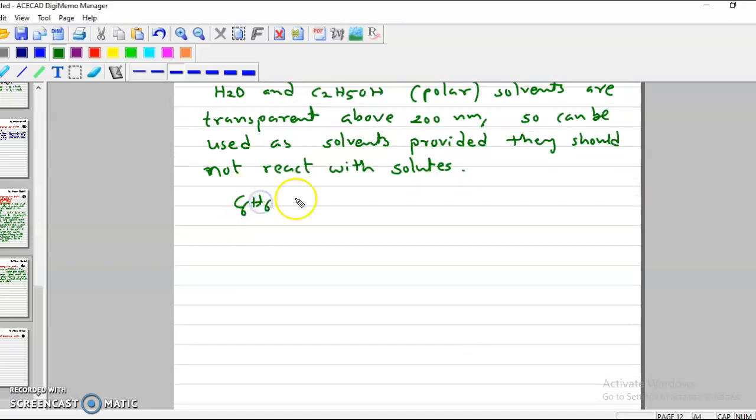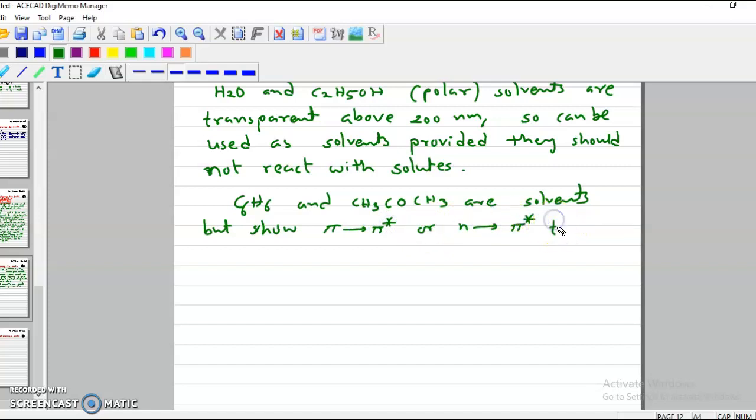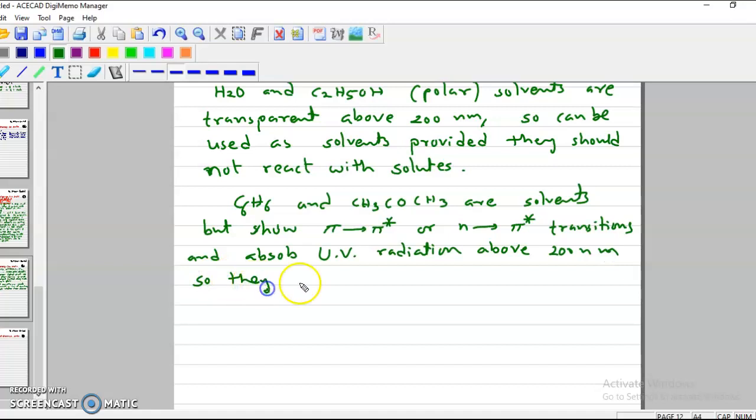Benzene and acetone are solvents but show pi to pi star or n to pi star transitions and absorb UV radiations above 200 nanometer, so they cannot be used as solvent.